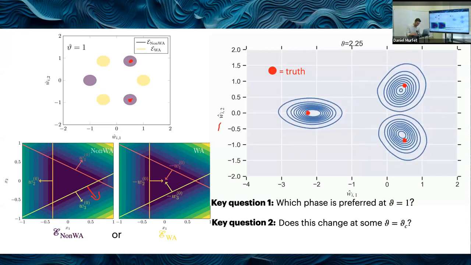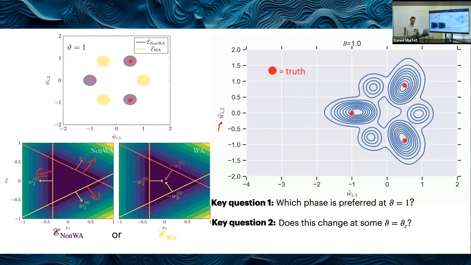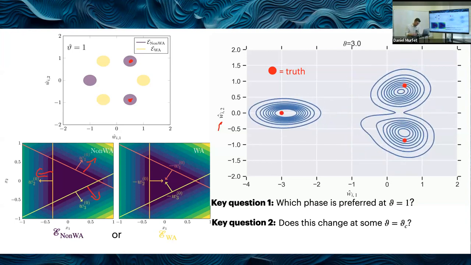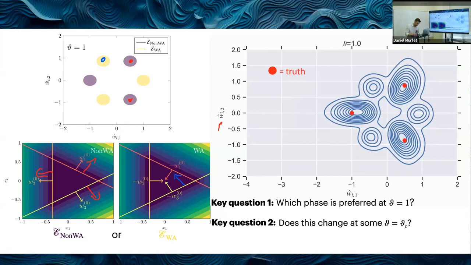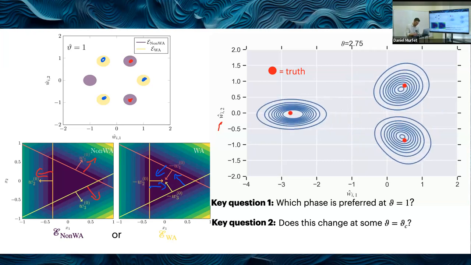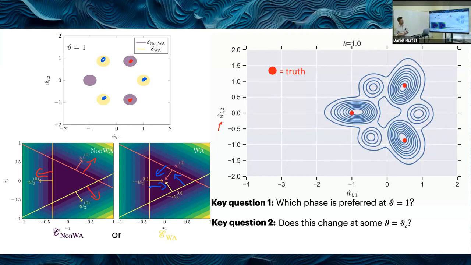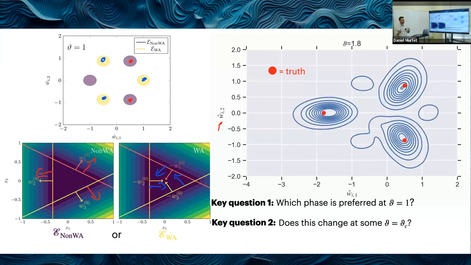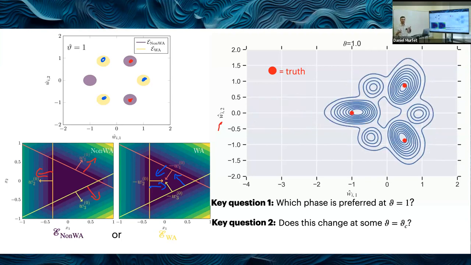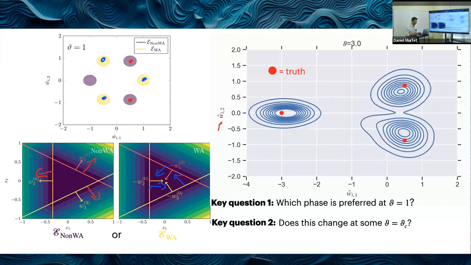So these purple dots correspond to the arrows pointing like this. And then, of course, flipping them is the same as rotating by pi, which is to say that this one then corresponds to this one. This one corresponds to this one, and this one corresponds to this one. So why is it that the non-weight annihilation phase is preferred at theta equals one compared to the weight annihilation phase? Sorry, and you should finish saying what the transition is before you answer this follow-on question. Good idea.